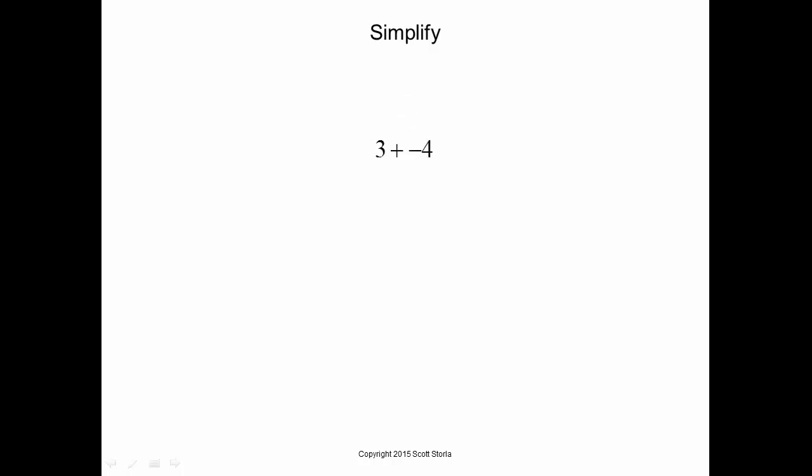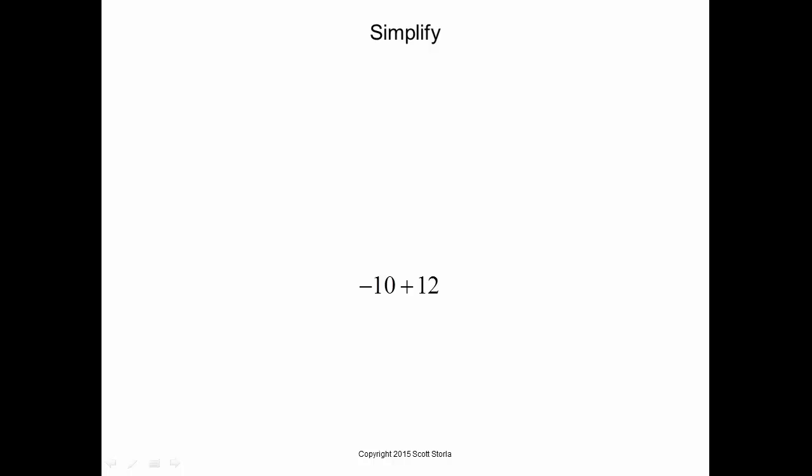How about this one? Again, we're adding, and the signs are different, so we subtract 3 from 4 and get 1. And again, the negative number was absolutely larger, so it's a negative 1. And how about this? We're adding, signs are different. We subtract 4 from 12 to get 8. The positive number was absolutely larger, so it's a positive 8.